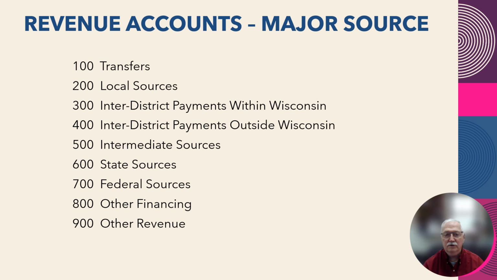Listed here are the major source codes for revenue. WUFAR is a hierarchical system, so while the major source 100 is a summary of all transfers, the detailed source 127 identifies a transfer to Fund 27. That concept is followed throughout WUFAR. While activity in all major source codes is common, the most heavily used source codes are 200 local sources, 300 interdistrict payments within Wisconsin, 600 state sources, and 700 federal sources.